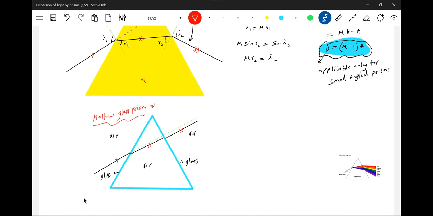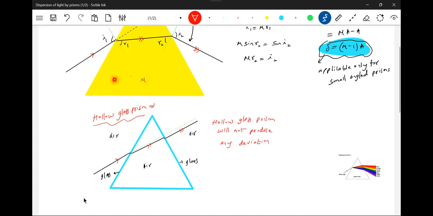So, what is the conclusion? Hollow glass prism will not produce any deviation. Okay, small angle prism, so what is the deviation produced by it? Mu minus 1 into A. Then next we have the hollow glass prism, which will not produce any deviation.